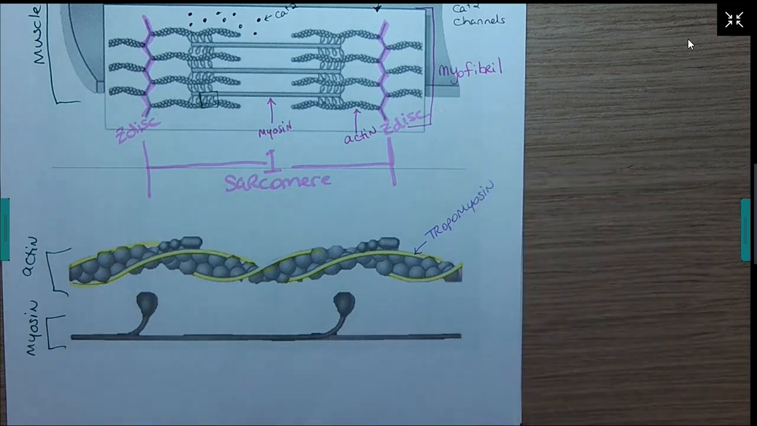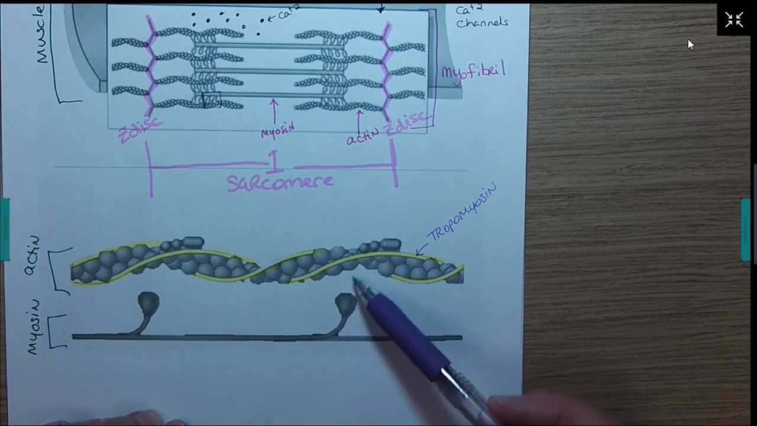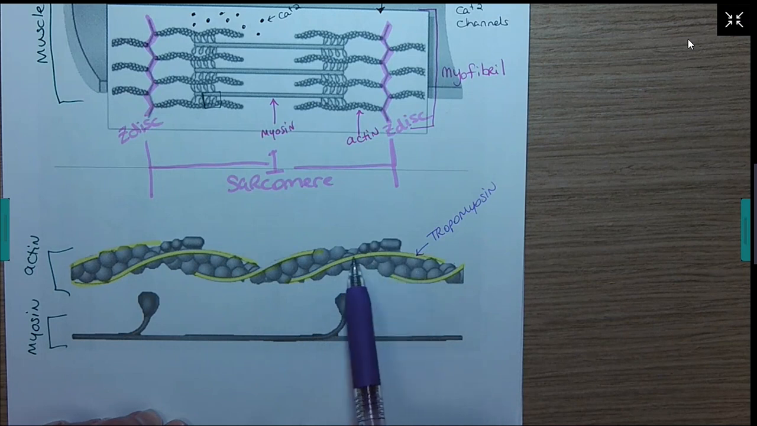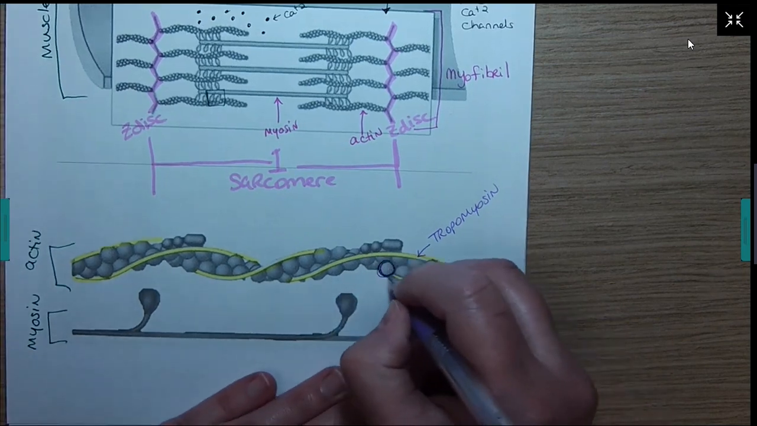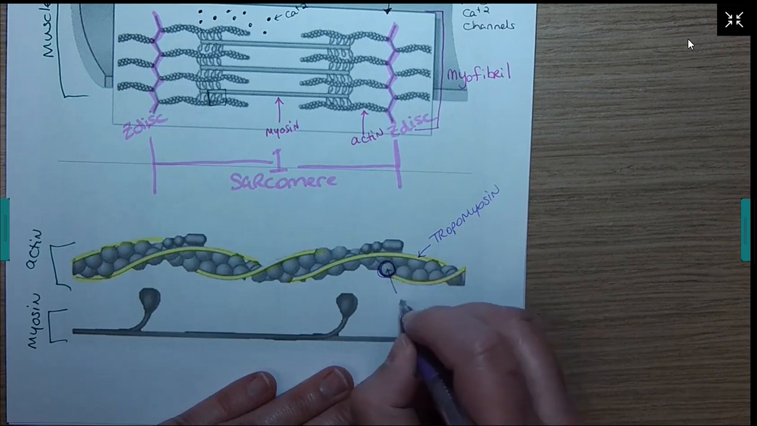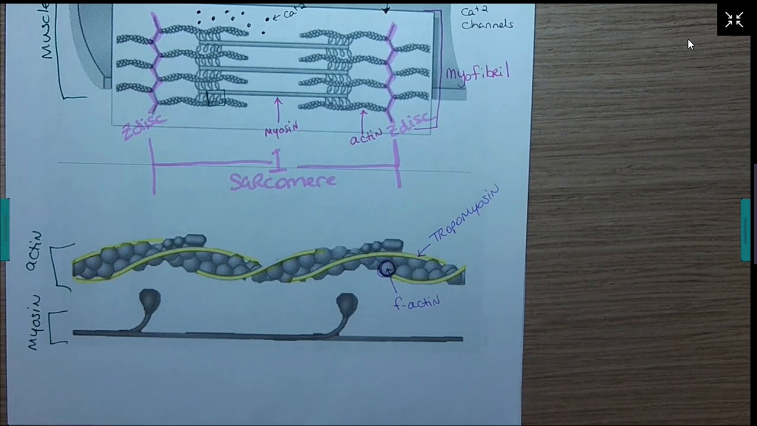And remember, their job is to cover the active site on the F-actin molecule, preventing myosin from binding. So that's why myosin is not forming a cross bridge with actin right now, because the tropomyosin is covering up those active sites so that the myosin can't bind. These spherical structures, that's the F-actin part of the molecule, and that's what has the active site. That's where myosin binds, to the active site on that F-actin.